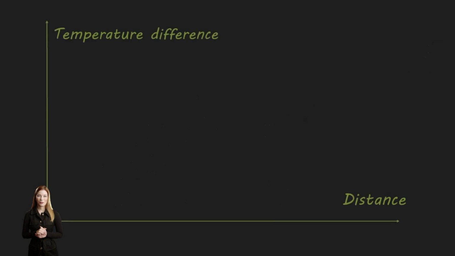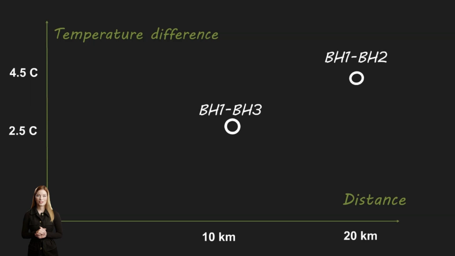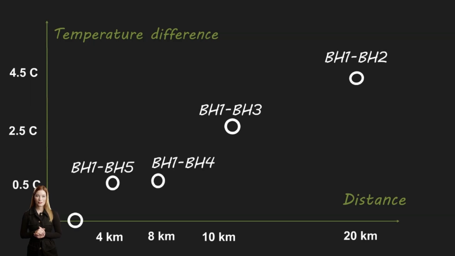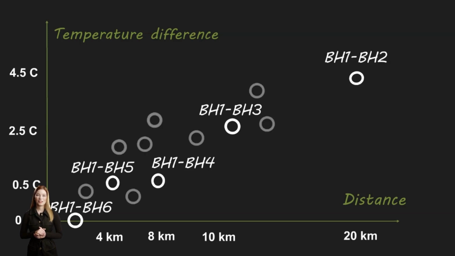The simple example I showed represents 5 pairs of data points. Each pair is described by a distance between points and the temperature difference. If we wanted to consider all distances between these boreholes, we would have 15 unique pairs.